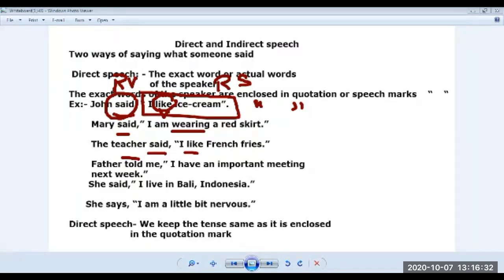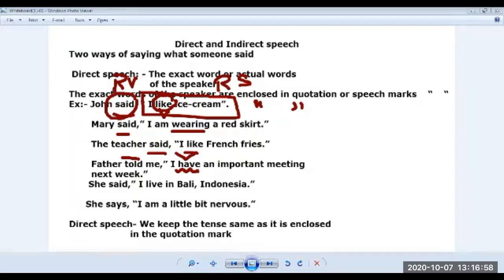Verbs. No. Have, is it? Have is a verb. Come on. You forgot? Have is an action. Okay. I have an important meeting. Have is an action. This is the verb. Now, why am I first asking you to identify these? Because I'm going to use them very often, so you should be familiar with it.